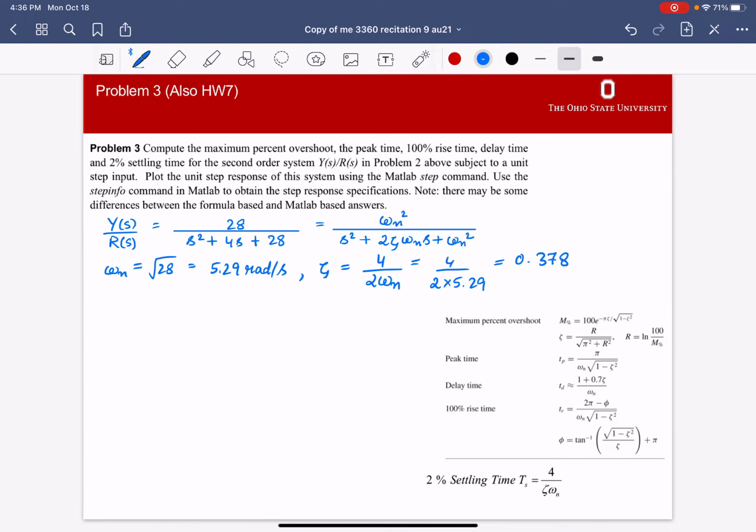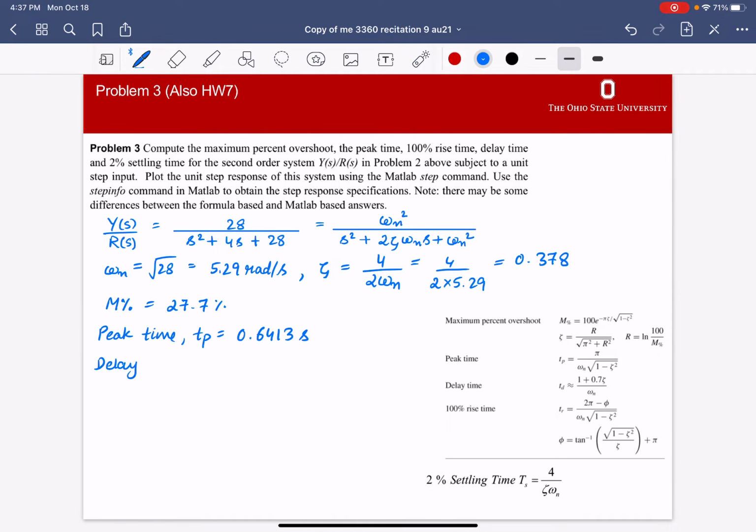So now that we have these two variables for our current system, it's basically just plugging all of these into these expressions and getting these parameters. So I'll just write down the answers that I got, and then we'll go over and see what happens in the MATLAB script. For our maximum percent overshoot, it turned out to be 27.7%, and then the peak time turned out to be around 0.6413 seconds.